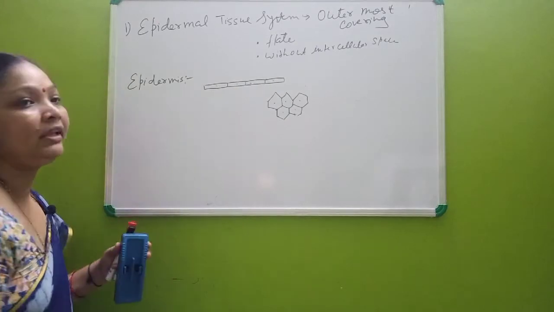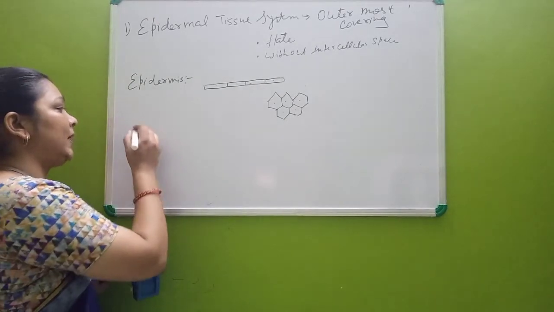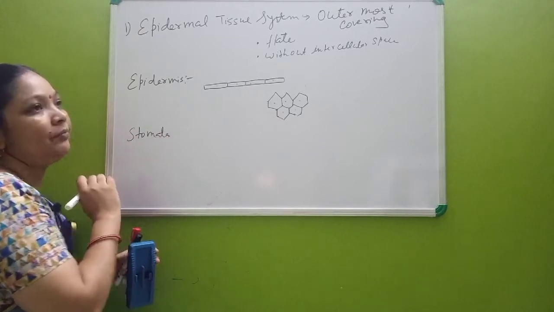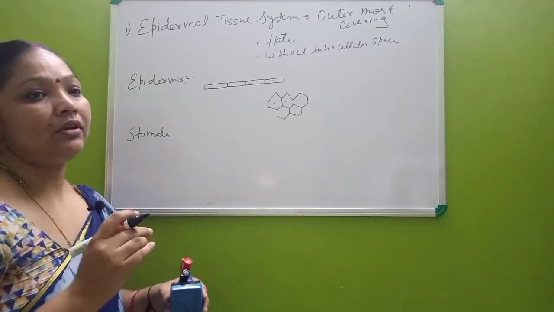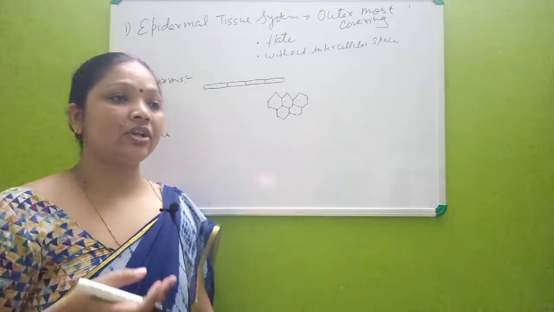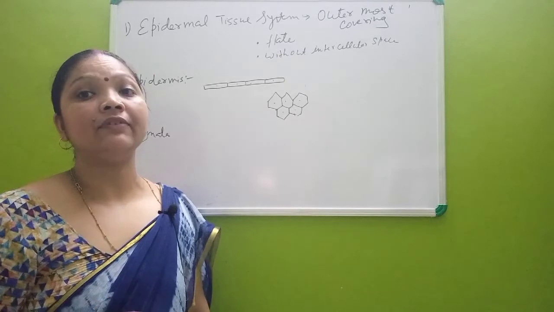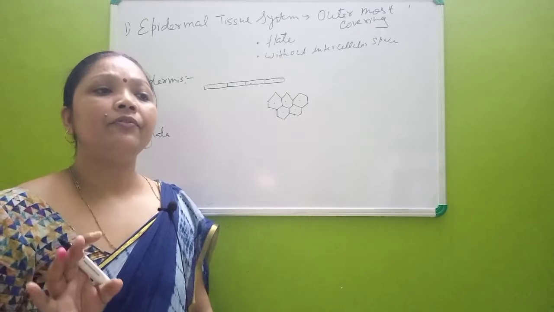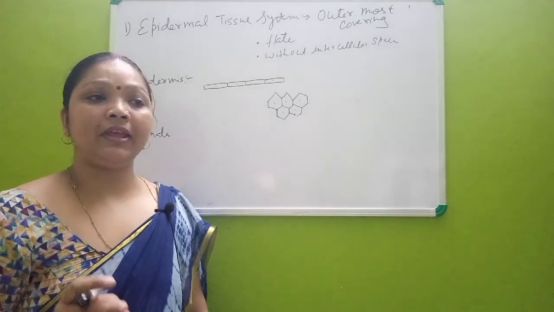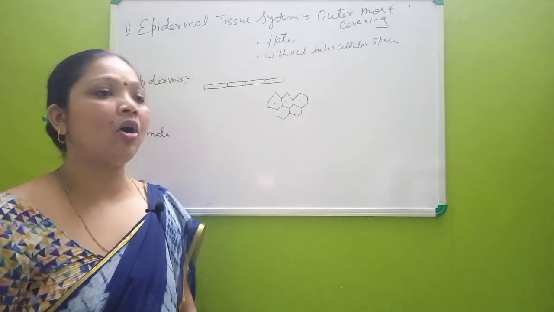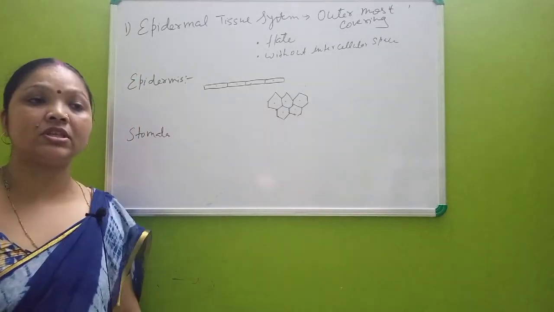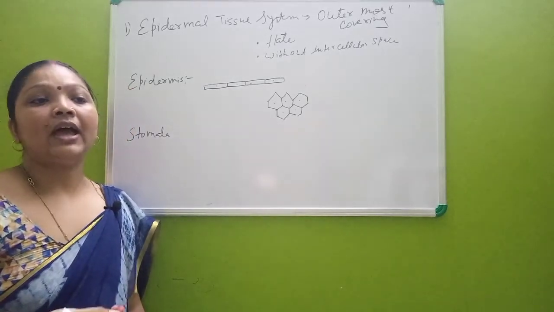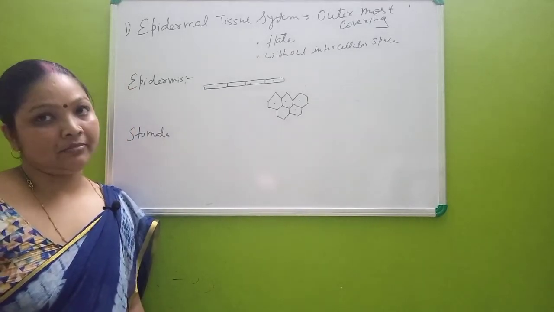Now the second thing that is present is the stomata. Stomata are structures present in the epidermis of leaf, and sometimes on the stem when there is a green stem. Stomata help in gaseous exchange at the time of respiration and photosynthesis. They are minute pores that are found on the epidermis.